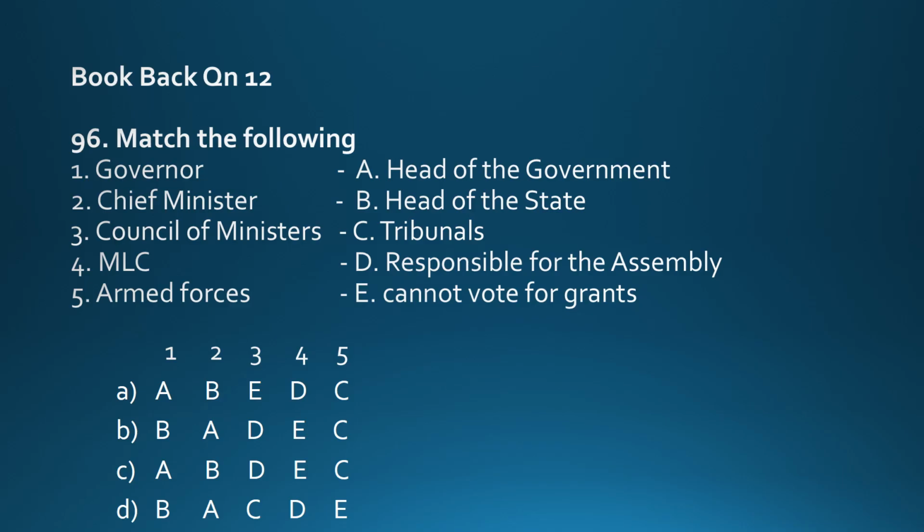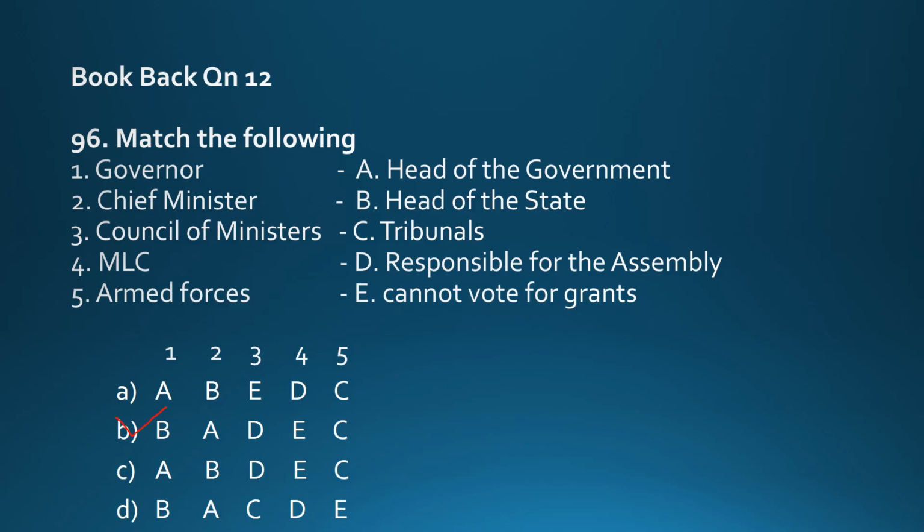This is the final question. Question number 96. Match the following. On the left side: Governor, Chief Minister, Council of Ministers, MLC, Armed Forces. On the right side: Head of the Government, Head of the State, Tribunals, responsible for the assembly, cannot vote for grants. Option A, ABEDC. Option B, BADEC. Option C, ABDEC. Option D, BACDE. Correct answer is option B, BADEC.